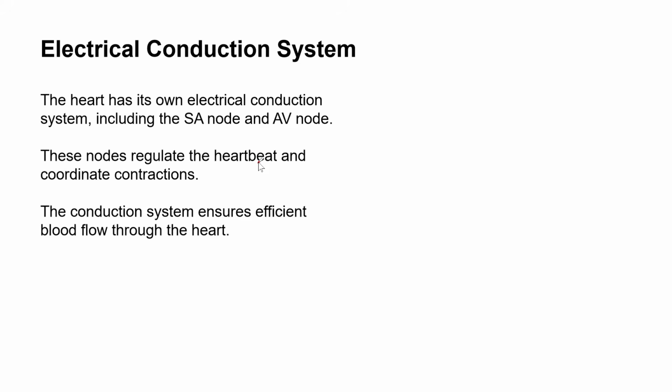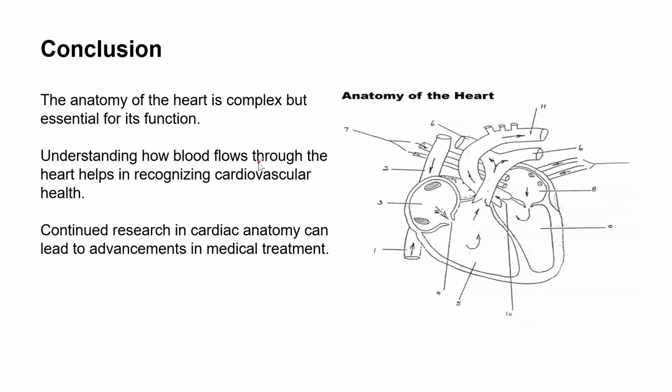The conduction system ensures efficient blood flow throughout the body. It is this conducting system that makes sure there is efficient blood flow throughout the body. And very importantly, in conclusion, the anatomy of the heart is complex, but essential for its function. If you really want to know the functions of the body, that is the physiology of the heart, you need to know the anatomy of the heart. Understanding how blood flows through the heart helps in recognizing cardiovascular health. Continued research in cardiac anatomy can lead to advancements in medical treatment.